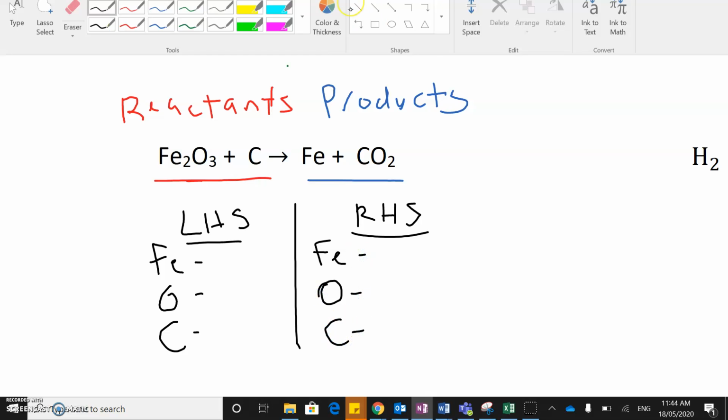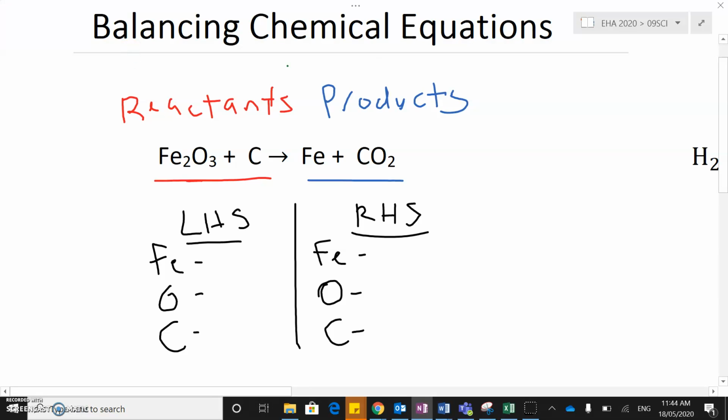At the moment, let's see how we're traveling. On the left-hand side, I've got 2 irons. You can do these as tallies or as numbers. I like to tally because there's less rubbing out and writing something new; you can just continually add or take away from your tally. So we've got 2 irons, 3 oxygens, and 1 carbon on the left. On the product side, I've got 1 iron, 1 carbon, and 2 oxygens.